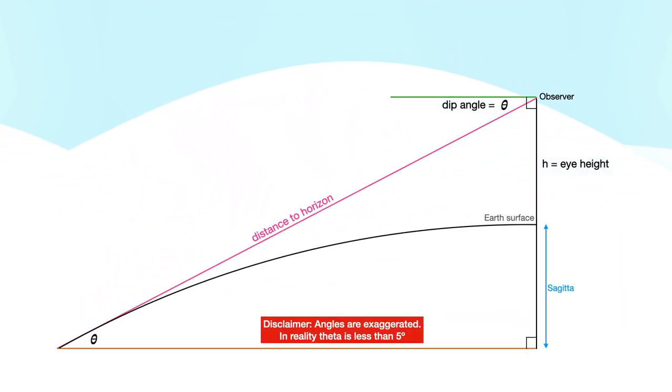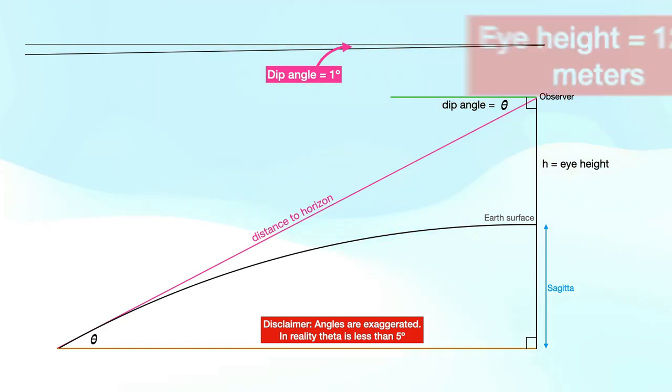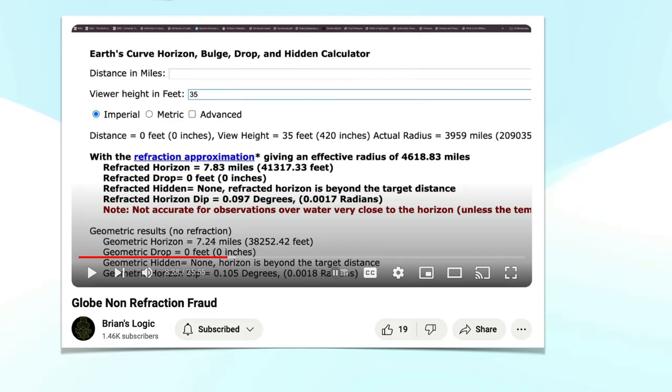Before proceeding, I just want to emphasize that this diagram is just to make things easy to see. Look at the angle at the very top of the screen. This is actually a 1 degree angle, and this represents the dip angle for an observer with an eye height of 1,200 meters. The examples Brian gave in his video were far shorter than that. His primary example was for a viewer height of 35 feet, resulting in a dip angle of less than 1/10 of a degree.